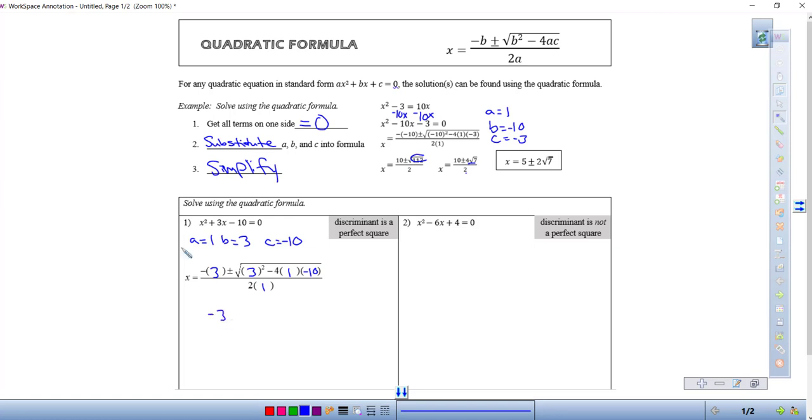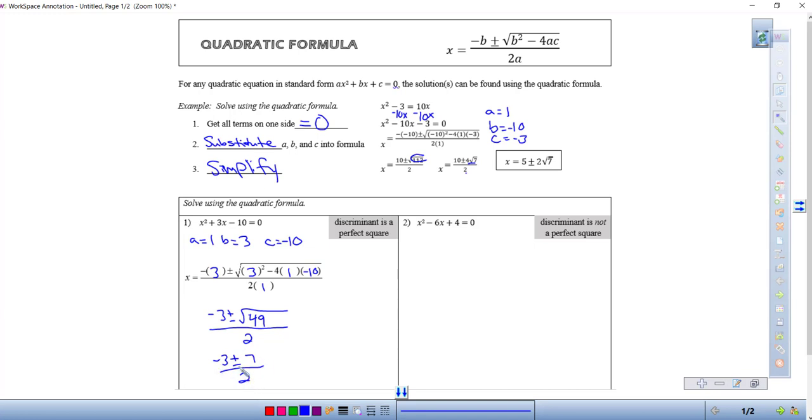This negative 3 plus or minus, I'm going to leave alone. All of it underneath the square root, I can go ahead and put in my calculator together, or I can simplify using order of operations. That will give me 49. And on the bottom, 2 times 1 is 2. In this case, the discriminant, this underneath the square root, is a perfect square. So I can simplify: the square root of 49 is 7.